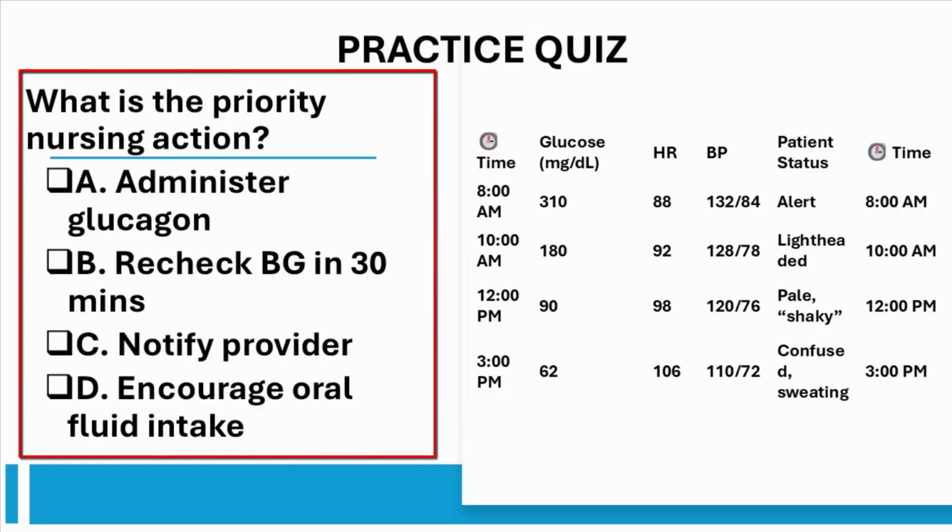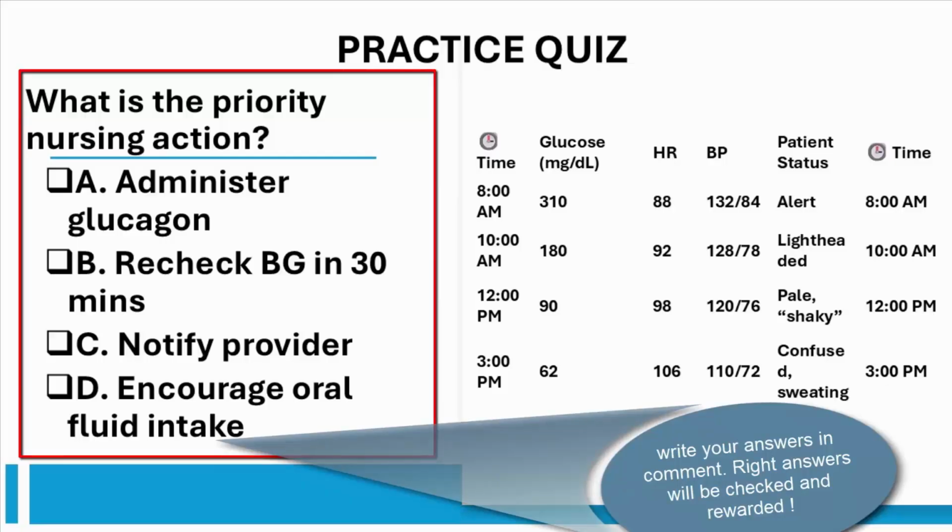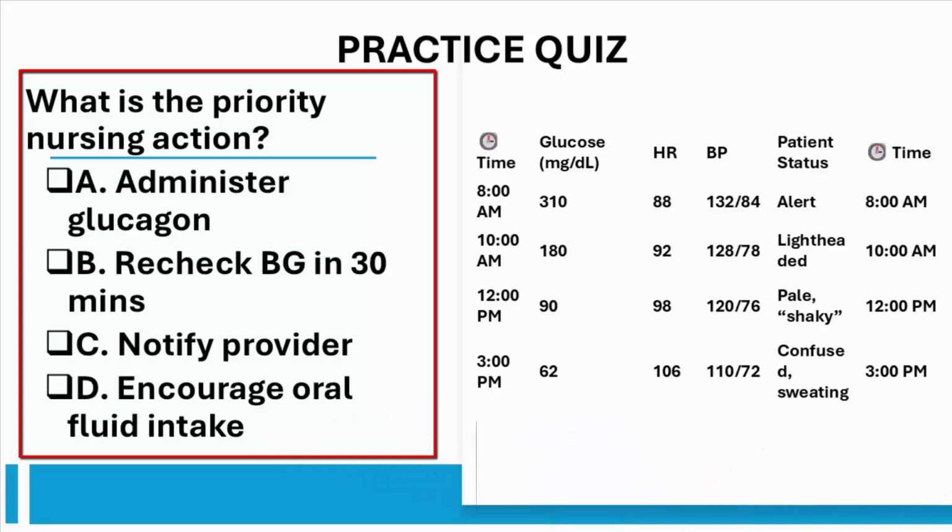What is the priority? A, administer glucagon. B, recheck blood glucose in 30 minutes. C, notify the provider. D, encourage oral fluid intake. Pause here and think. Again, no explanation provided. This is your practice.